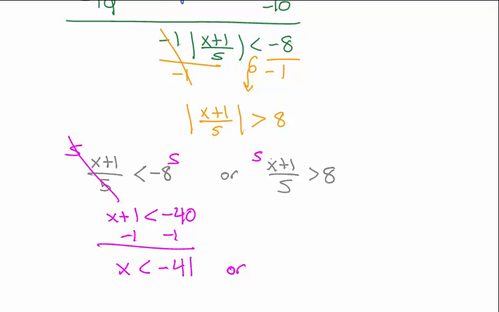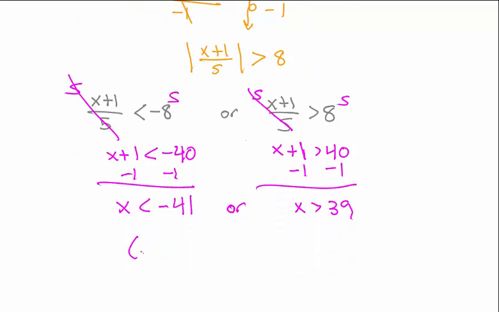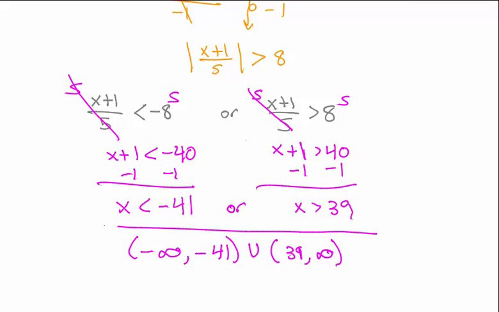Or, same thing on the other equation, we'll multiply by 5 to clear the fraction. X plus 1 is greater than 40. Subtract 1, and x is greater than 39. And then writing that in interval notation, we're going from negative infinity to negative 41, union 39 to infinity. And we have our solution.